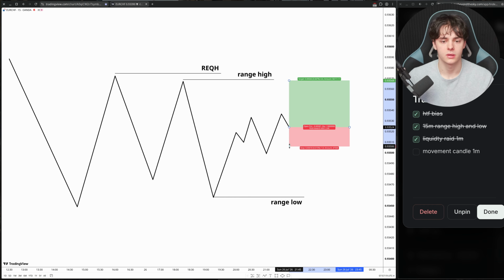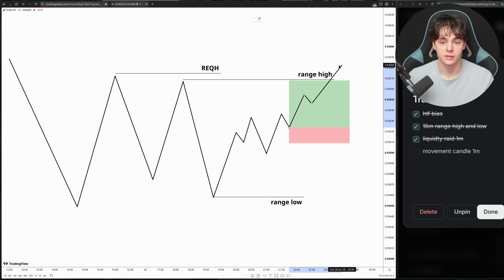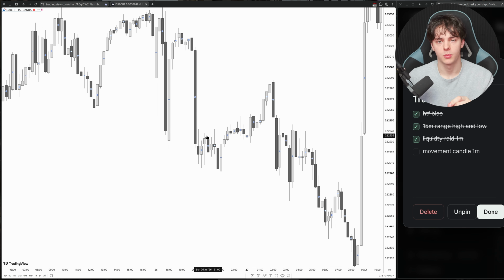You either want to target the range high, or you want to go for something internally. Let's just say that we're going to go for the range high. And from that point on, you can most of the times, or at least 80% of the times, expect that this is going to work out and take profit. I'm going to show you real price action examples in the end of the video, so just stay tuned.